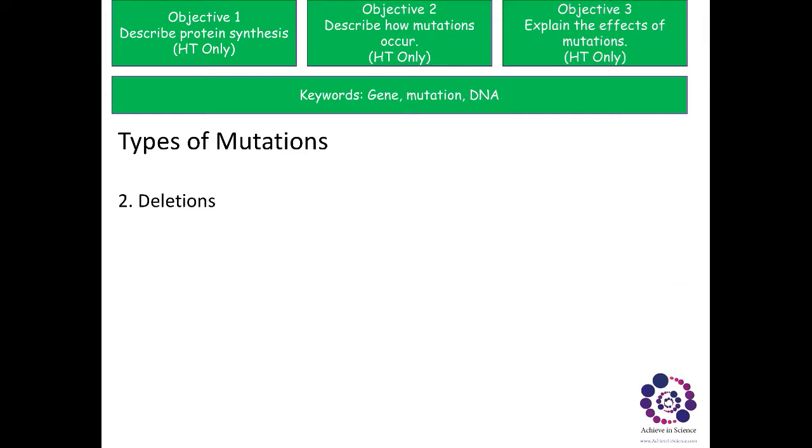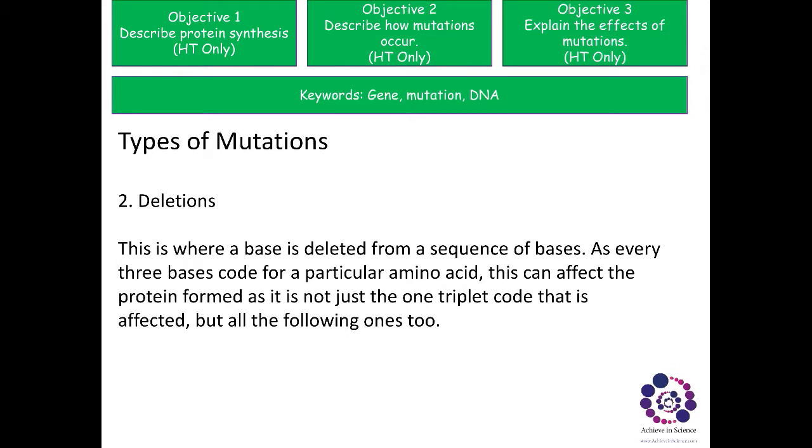The second type of mutation is a deletion. This is where a base is deleted from a sequence of bases. Again, as every three bases code for a particular amino acid, this can affect the protein formed. That is not just the one triplet code that is affected, but all of the following ones too.